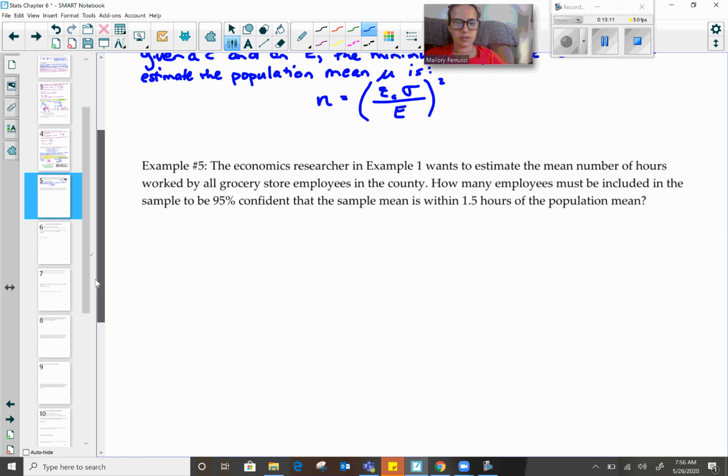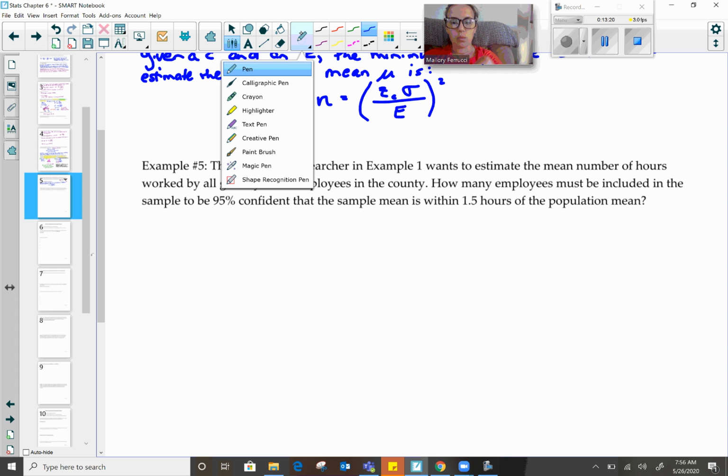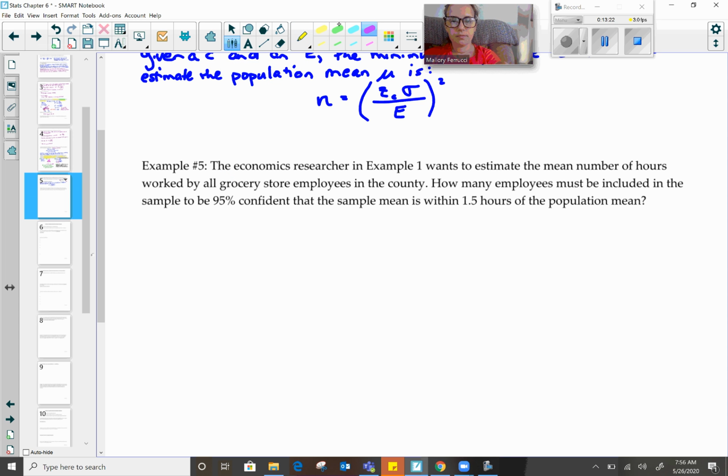Okay, so the economics researcher in example 1 wants to estimate the mean number of hours worked by all grocery store employees in the county. So we're trying to figure out how many employees must be included in the sample to be 95% confident that the sample mean is within 1.5 hours of the population mean.